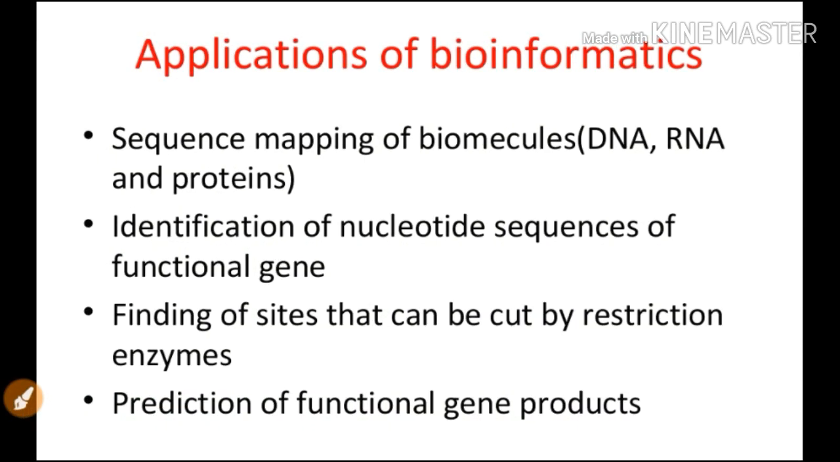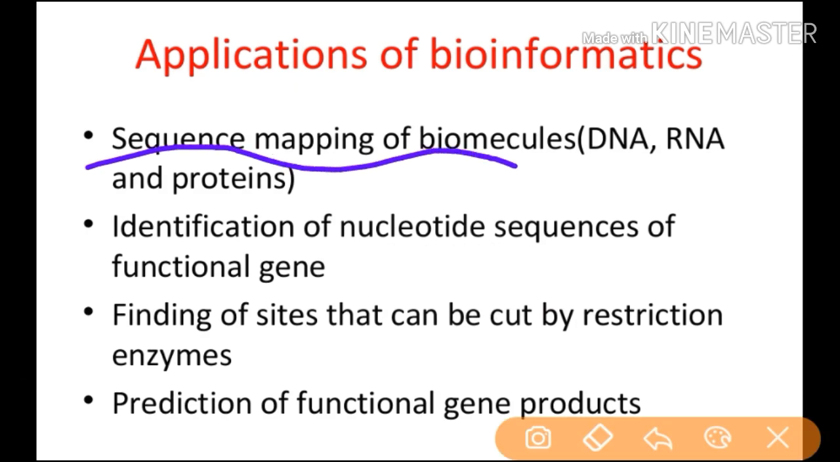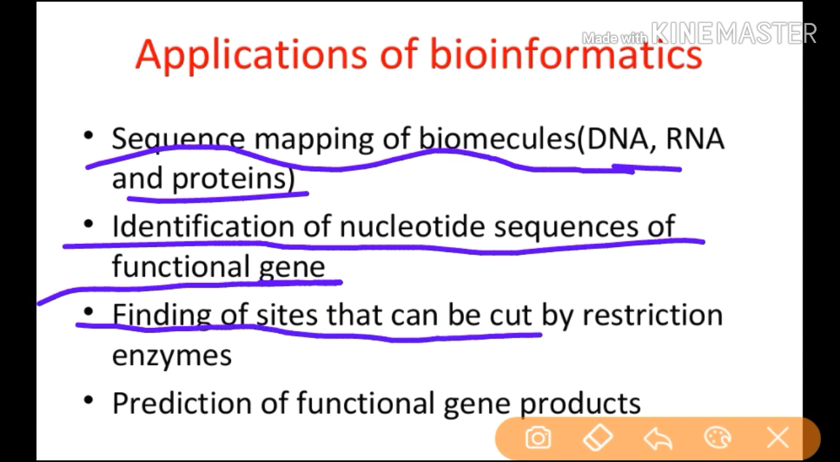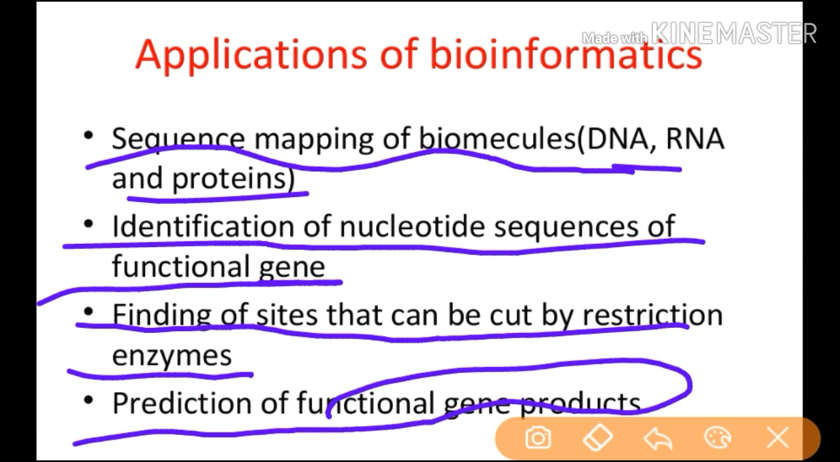Besides this, we are going to talk about its applications. Sequence mapping of biomolecules such as DNA, RNA and proteins. It helps to create sequence mapping of these types of molecules, identification of nucleotide sequences of functional genes, as we talked about in DNA chips, finding sites that can be cut by restriction enzymes, or you can say finding restriction sites, and prediction of functional gene products. Prediction means taking a guess at what kind of product our functional gene can give us.